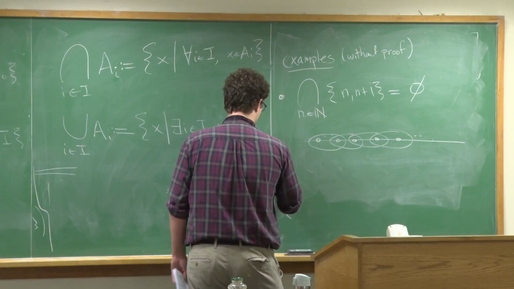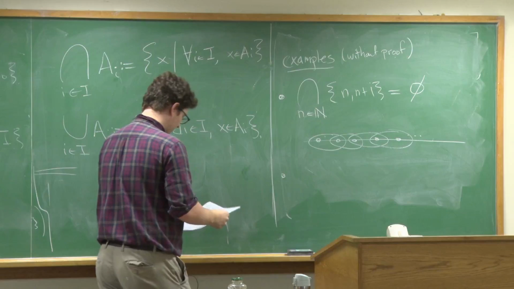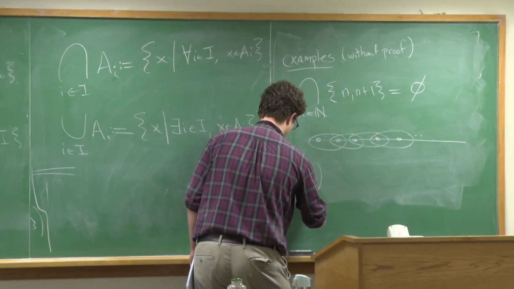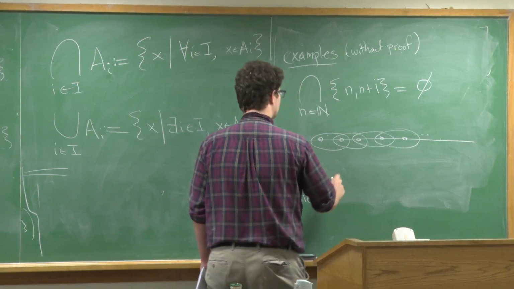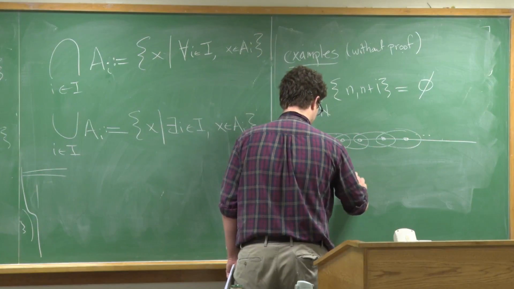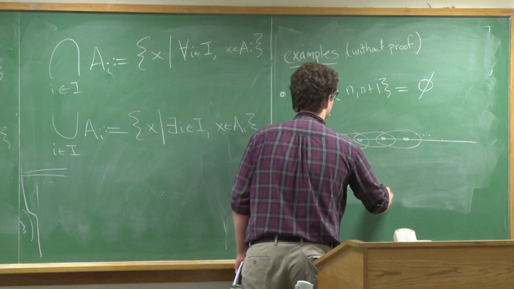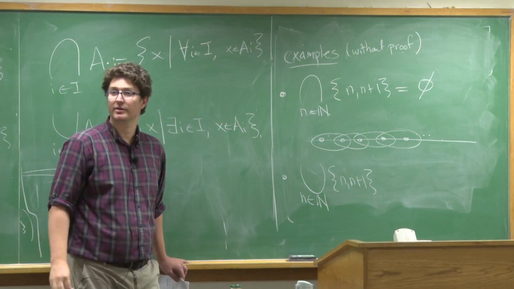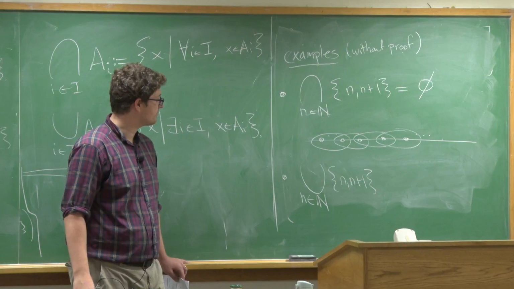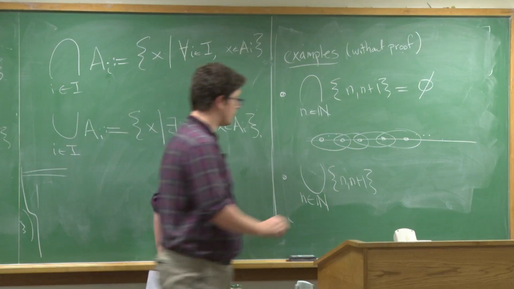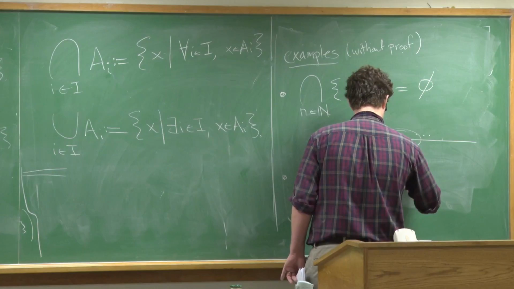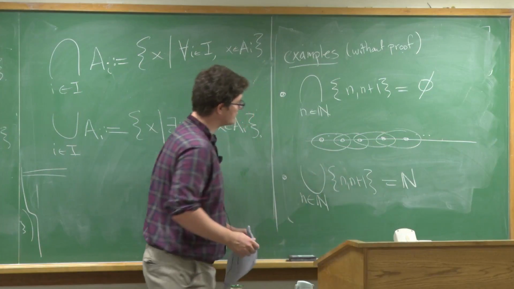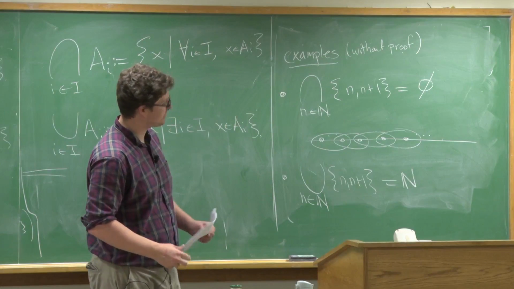Okay? And let's do another one. So what's the union of all these sets? n plus 1. Yeah, n plus 1. What does this one look like? Yeah, this is all the natural numbers. Okay? So this is the union of all those sets here. So you can see this one as well.